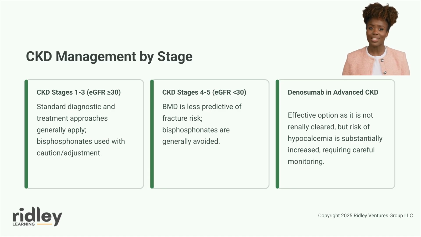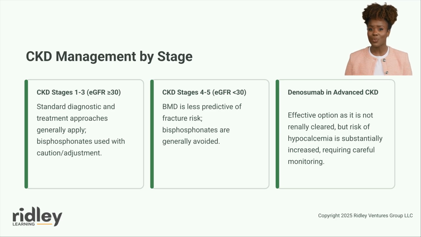However, bisphosphonate dose adjustment may be considered in stage 3 CKD, and these agents are generally not recommended when eGFR falls below 30 to 35 milliliters per minute due to renal accumulation. For patients with CKD stages 4 and 5, meaning eGFR below 30 milliliters per minute, the complexity of CKD-MBD pathophysiology complicates management. DXA-measured BMD becomes less predictive of fracture risk in advanced CKD. Distinguishing between osteoporosis and other forms of renal osteodystrophy may require bone biopsy in selected cases.